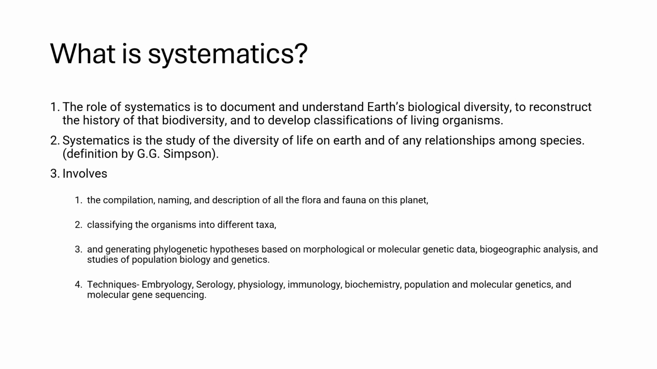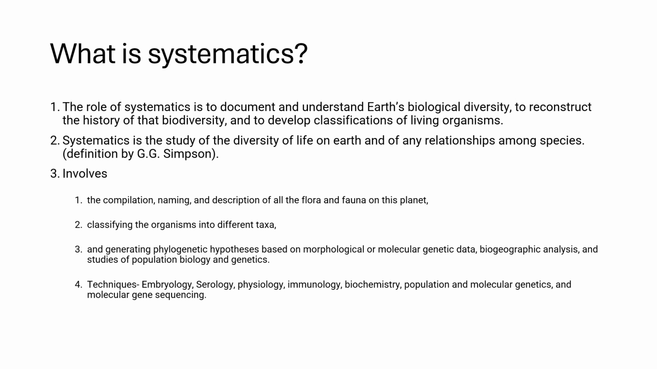Part 3 and the last part, I don't think it will be very difficult to understand now. So systematics, what is it? Basically the role of systematics is to document and understand Earth's biological diversity, to reconstruct the history of that biodiversity and develop classifications of living organisms. You just saw why classification is important, what nomenclature is. All those things come under the science of systematics. Systematics is the study of the diversity of life on Earth and of any relationships among species. This is a definition given by G.G. Simpson, and what does it involve? What are the things that we do in systematics?